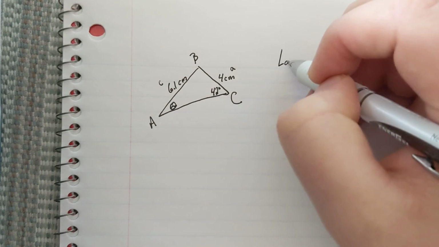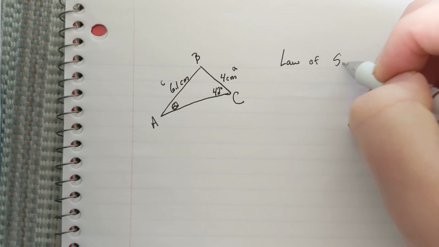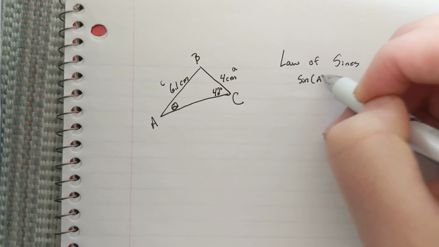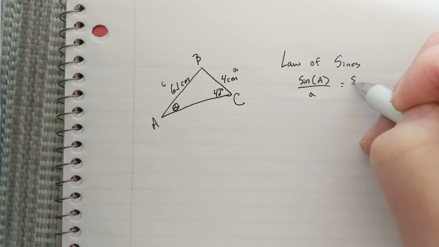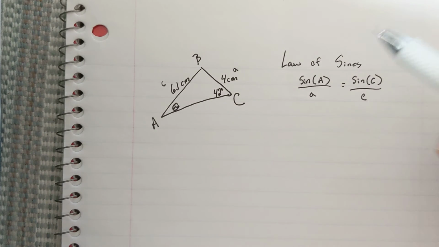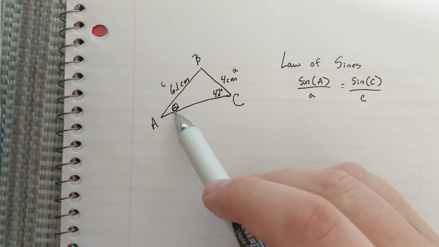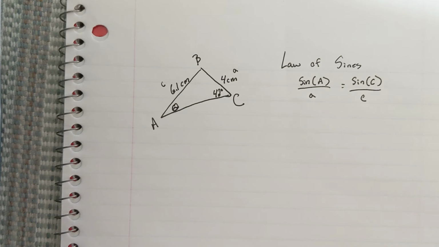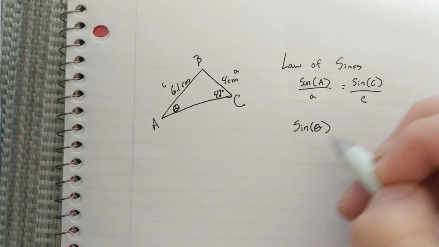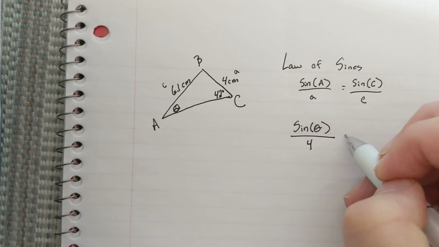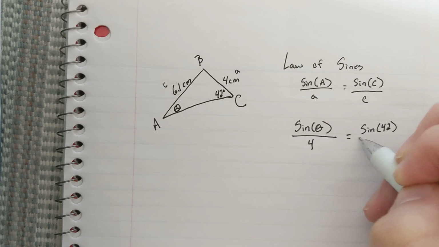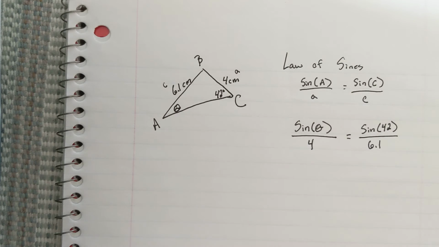All right, again, law of sines states the sine of angle A over A equals the sine of angle C over C. So again, I'm going to fill in what I know. I know this is angle C. We're trying to find angle A. This is side length C. This is side length A. So I have sine of theta over 4 equal to sine of 42 over 6.1.